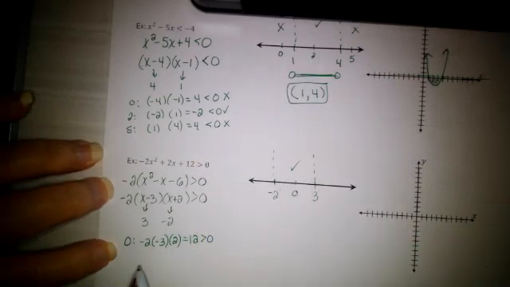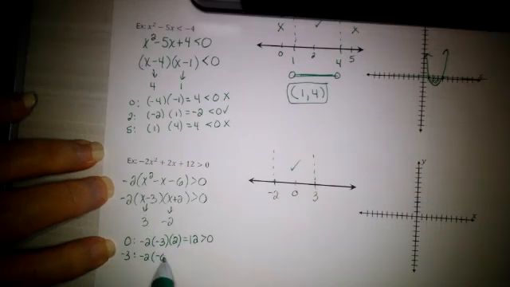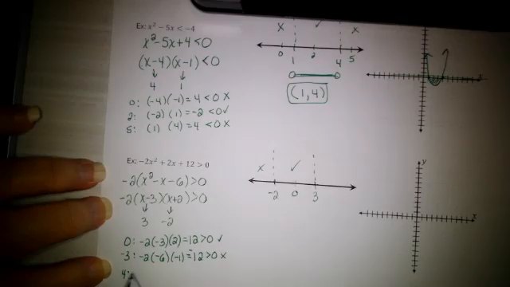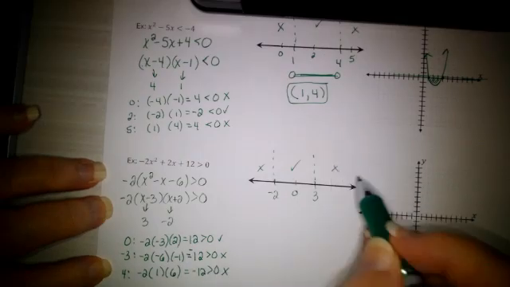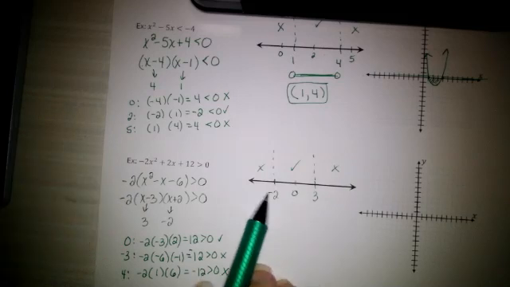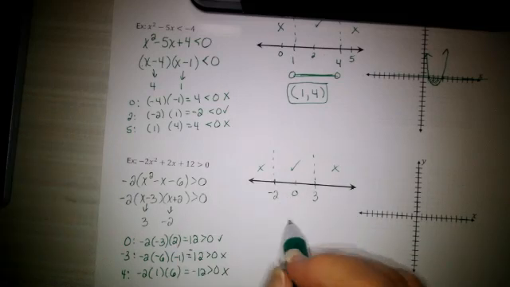So we'll double check. Let's put in negative 3. Negative 2, if I put in negative 3, I get negative 6 times negative 1. That's negative 12, which is not bigger than 0. And I can do the same thing with positive 4. Negative 2 times 1 times 6 is negative 12, which is not greater than 0. So my answer is this in between. So I get open circles, negative 2, 3.